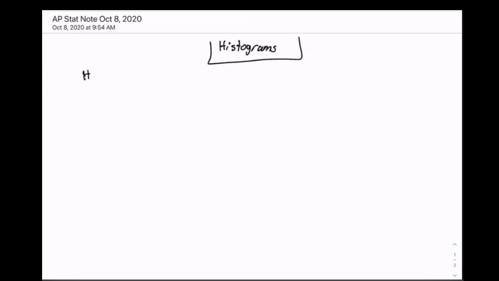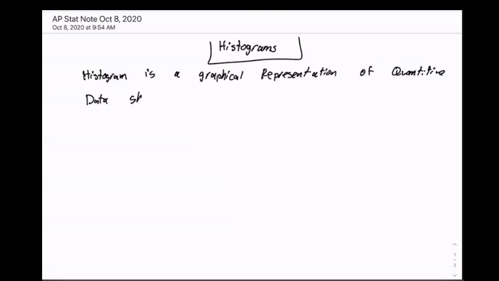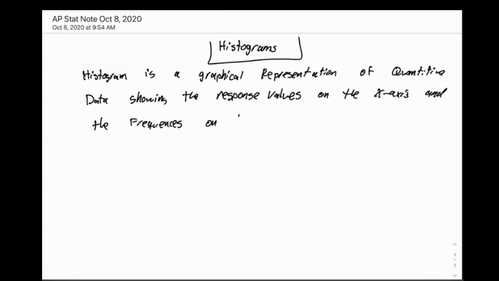So a histogram is a graphical representation of quantitative data showing the response values on the x-axis and the frequencies on the y-axis.